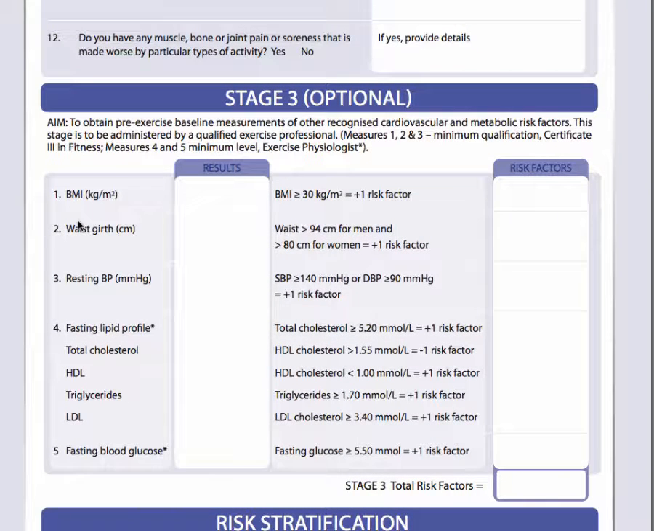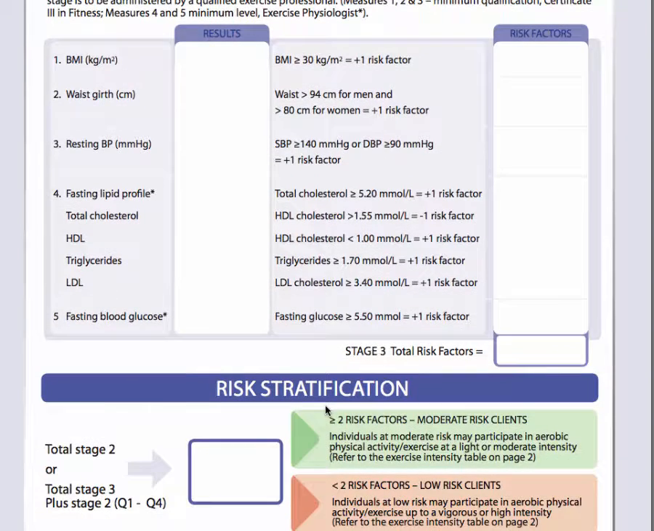So down here, as we move on, then you could take people through these sorts of assessments, looking at their BMI, their girth measurements, their blood pressure. If you want to refer them to a doctor for different types of testing and blood tests, you can do that there. And then you get more risk factors. You can see here a total of two or greater risk factors, individual at a moderate risk and may participate in aerobic activity at the light level. Less than 2 risk factors, low risk client, and hence they can participate in aerobic activity that is up to a vigorous or high intensity.